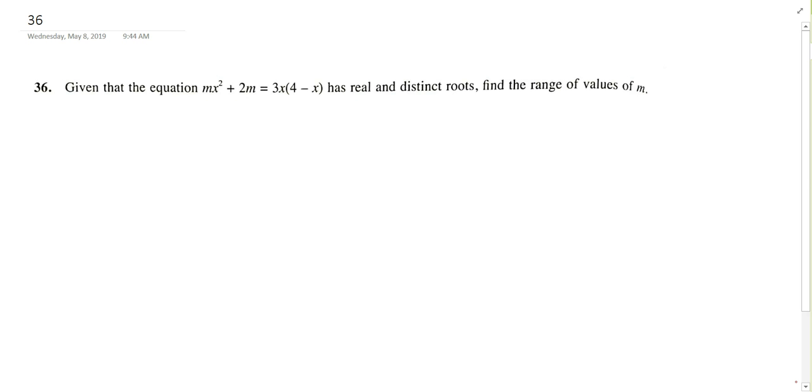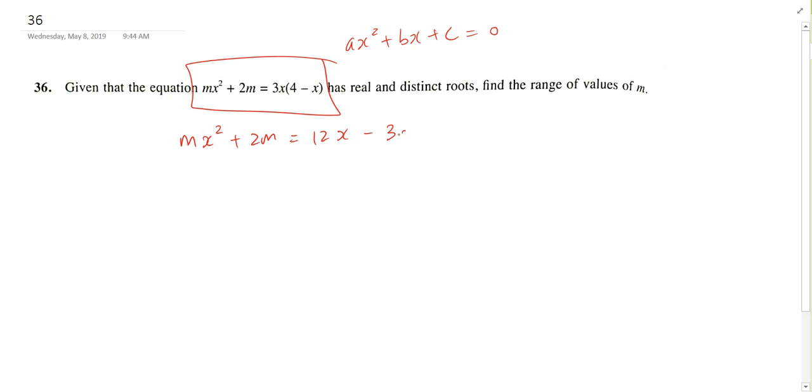So to find the discriminant, I need to write down this equation in the form of ax squared plus bx plus c equals to 0. Then I can find my discriminant. Okay, so here we have mx squared plus 2m equals to 12x minus 3x squared. Change it into the form ax squared plus bx plus c equals to 0. So (m plus 3)x squared minus 12x plus 2m equals to 0.